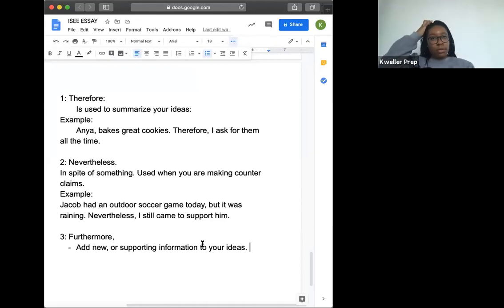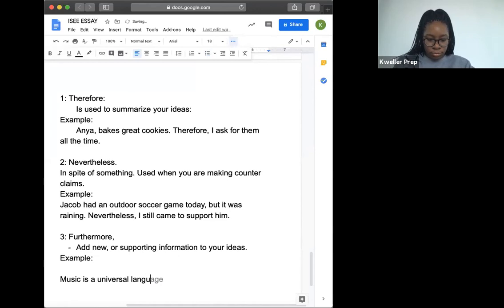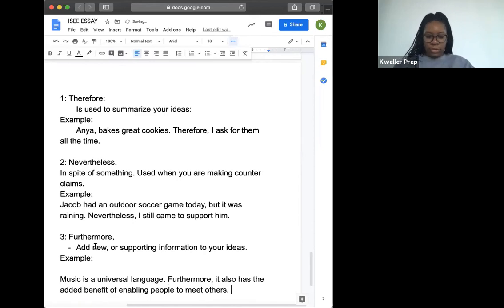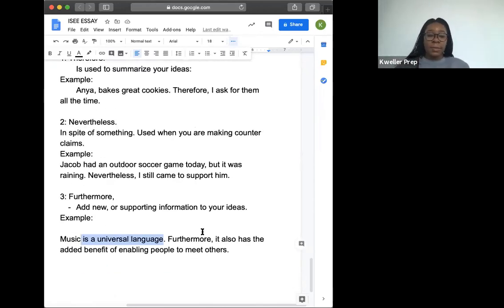So in the case of our choir essay example that we were using, I could use the word furthermore. So you could say music is a universal language. Furthermore, or adding a new idea to why music is good is because it also has the added benefit of enabling people to meet others. It lets people make new friends.